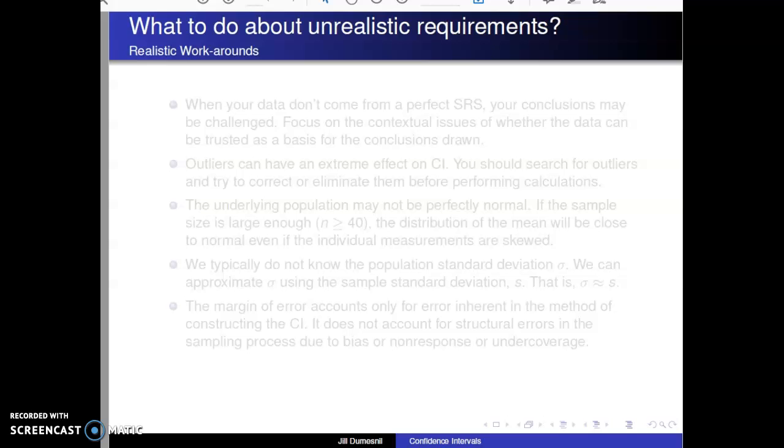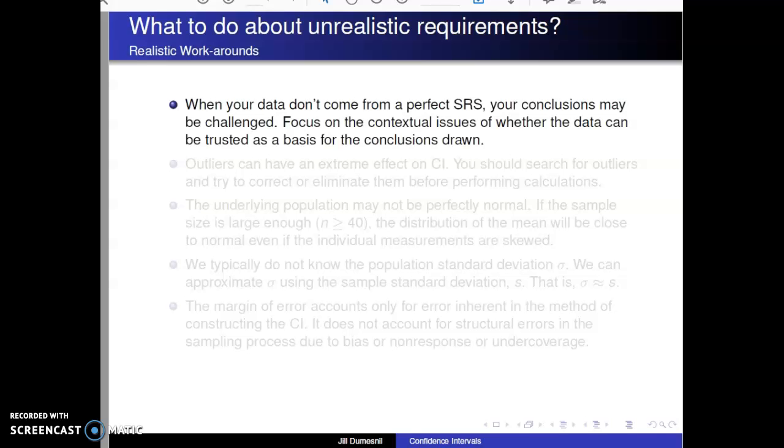Are there any workarounds? When your data don't come from a perfect SRS, or simple random sample, your conclusions may be challenged. Focus on the contextual issues of whether the data can be trusted as a basis for the conclusions drawn. Use your expertise in the context in which you're working in order to justify using your data.